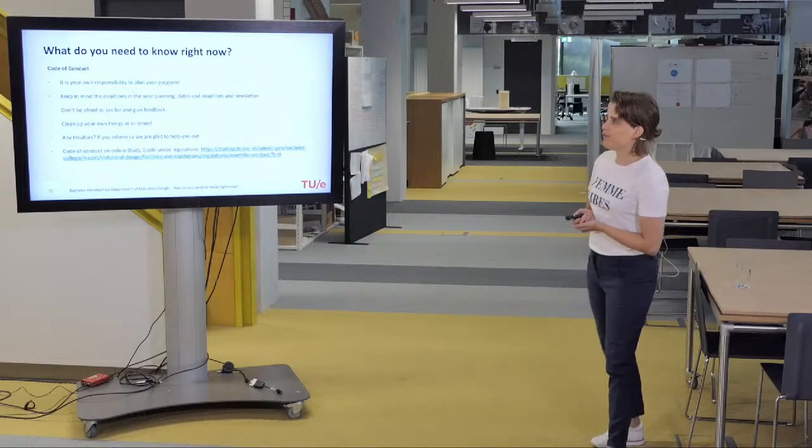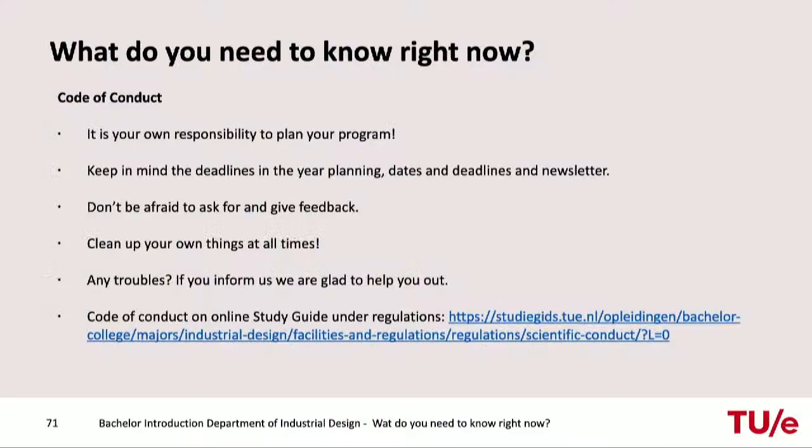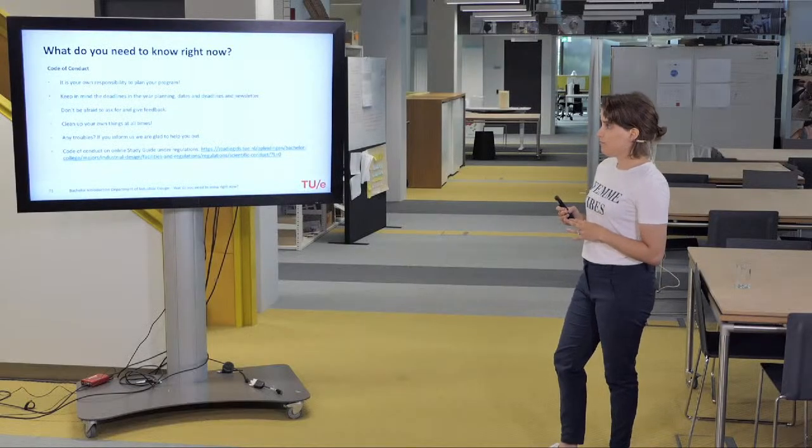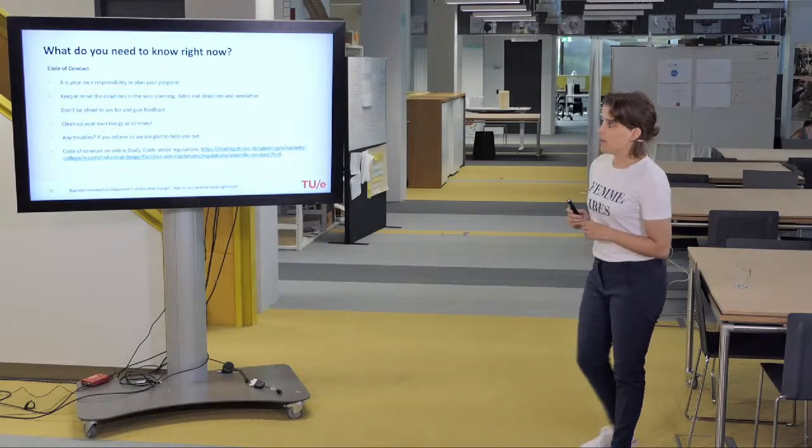Then there is a code of conduct. As Miguel already explained, it's your responsibility to plan your program. You have to keep track of the dates and deadlines. You can find those in the year planning. There's a document that we made for you called Dates and Deadlines. You can find both of those on the online education guide, which we already linked for you on the ID fact sheet, which we sent you through email. Don't be afraid to ask for and give feedback.